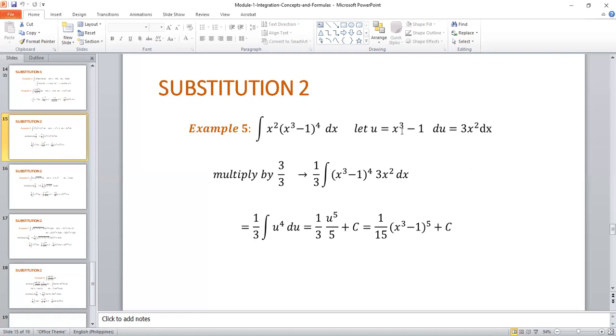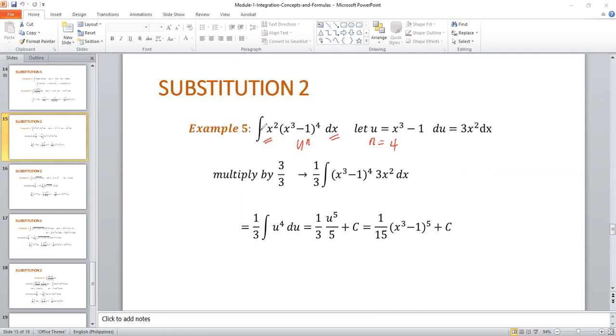So you have x cubed minus 1. In this case, if that is your u, then if this is u raised to n, your n is equal to 4. Now, what is the du of this u? The du is 3x squared dx. Derivative of x cubed is 3x squared, negative 1 is 0. If you notice, you already have here the x squared and the dx. So what do you lack? You lack the 3.